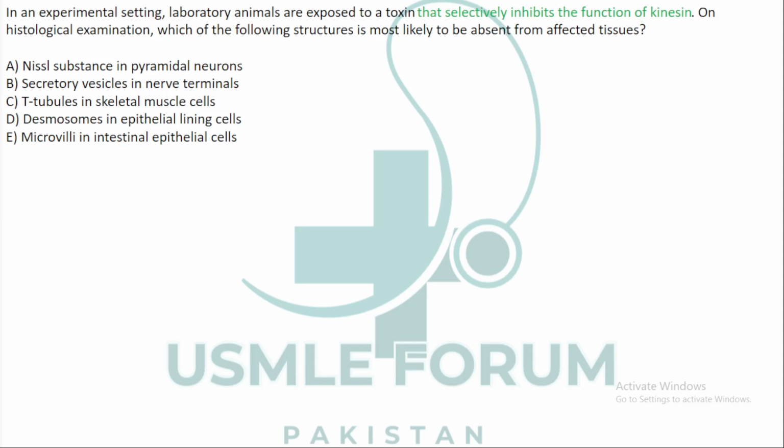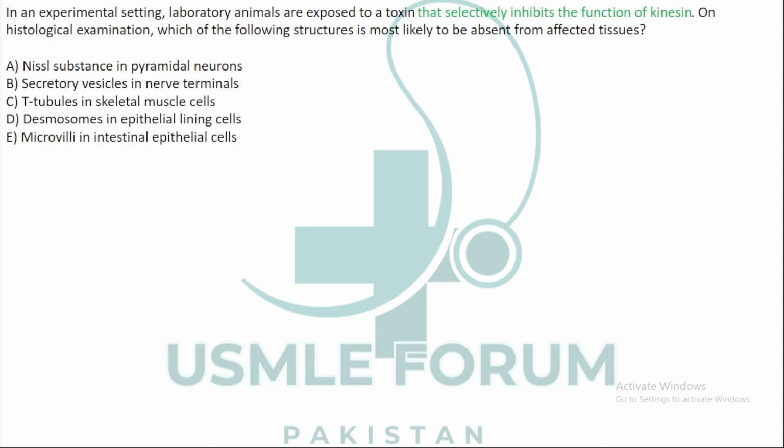So option B, secretory vesicles in the nerve terminals. Yes, these vesicles are made in the soma. This is the correct answer. We know very well that vesicles are made in the soma, the cell body, and need to be delivered to the axon terminal to be released into the synapses. Kinesin is essential for this forward anterograde transport. If kinesin is blocked, vesicles pile up in the cell body and never reach the terminal. So again, B is the correct answer.